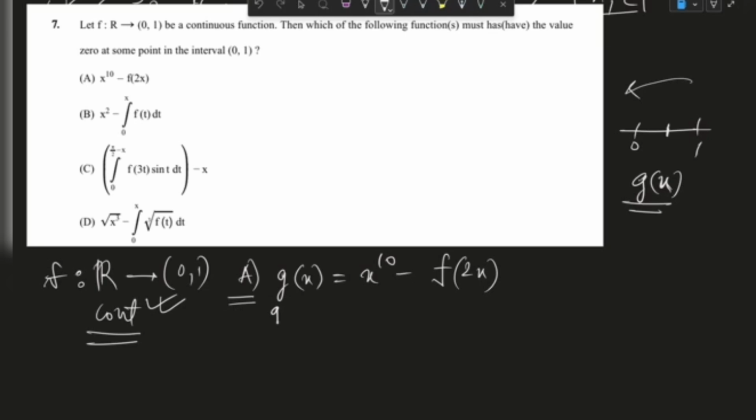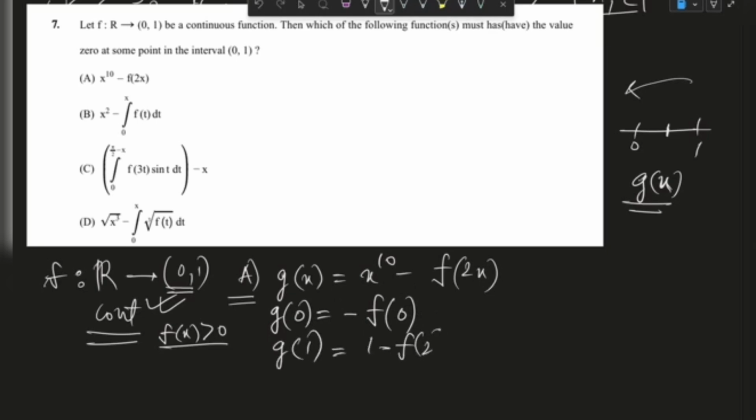So if we find out g of 0, this is minus f of 0, and now f is from all real numbers to 0 comma 1, so basically f of any x is always positive. So g of 0 becomes negative, and g of 1 is coming out to be 1 minus of f of 2. So basically whatever this is, g0 into g of 1 is basically less than 0.